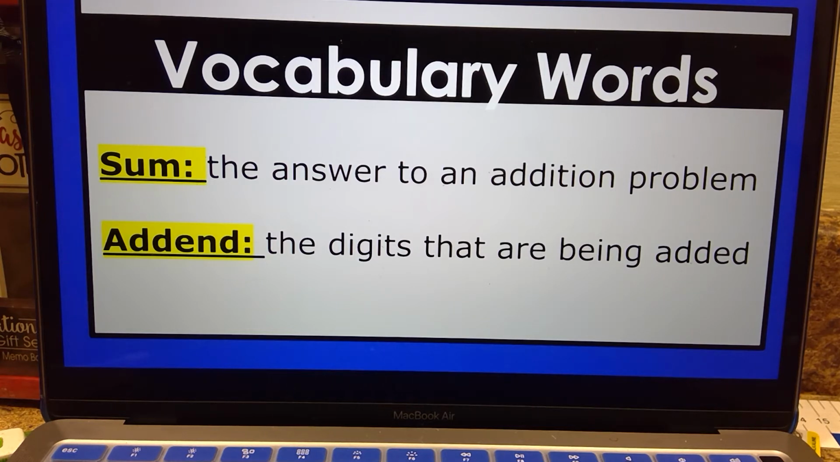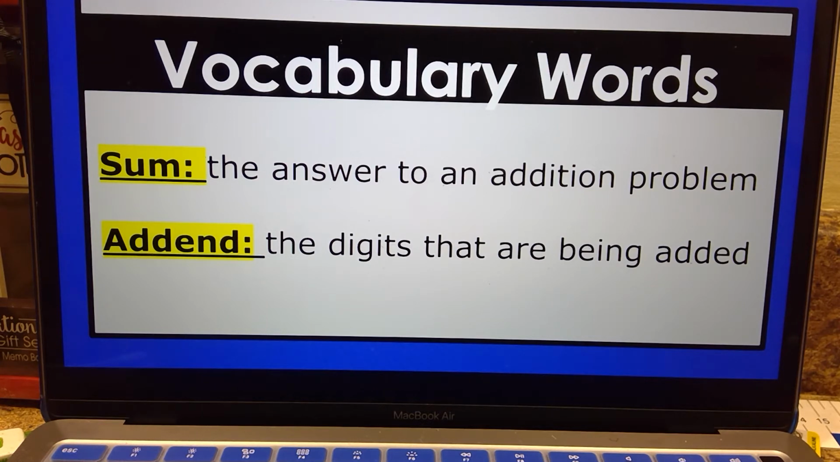The first vocabulary word is sum. This is your answer to the addition problem. The sum also means the total. It is your largest number. So if you're trying to find a total, what is that biggest number you're going to arrive at when you combine two or more numbers? When you put together two or more numbers? When you add two or more numbers? Okay? The sum means the total.